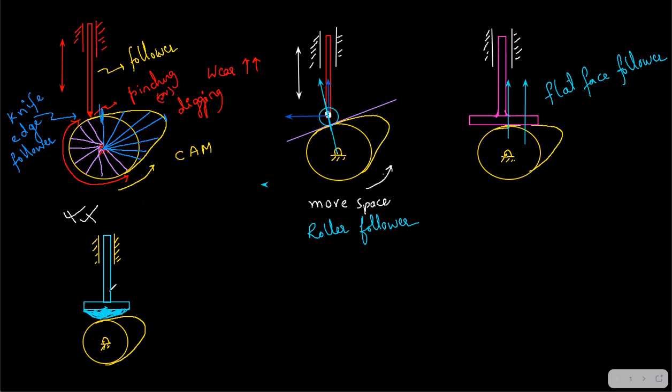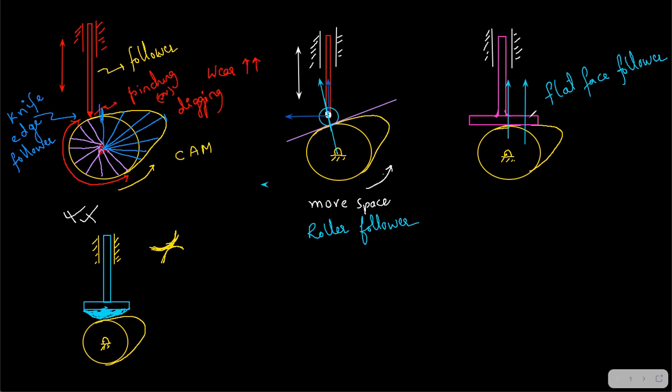Fine, and this is best because see, this is a concave and this is a convex surface. So these both are actually having a rolling motion. It is a good sign, right? Very little wear and tear is happening. There is not much wear and tear like in the knife edge follower.